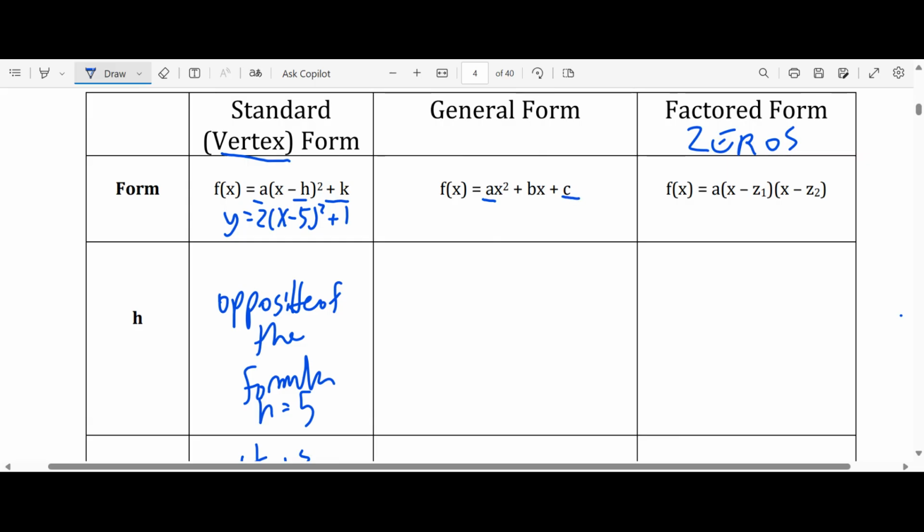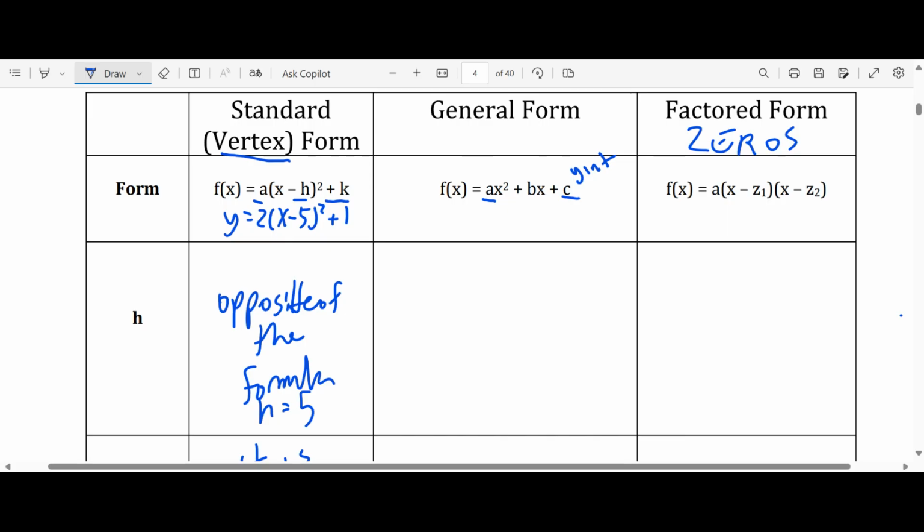C, however, and this one's actually kind of neat, tells me the y-intercept. You may not need that at all, but it's a nice little thing to know. So C, y-intercept.